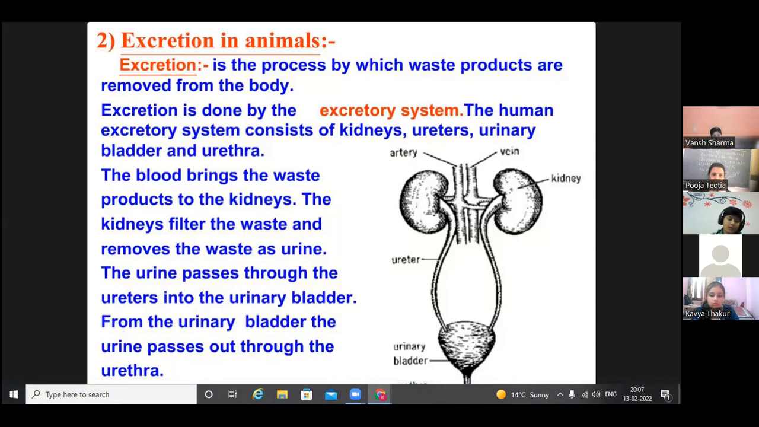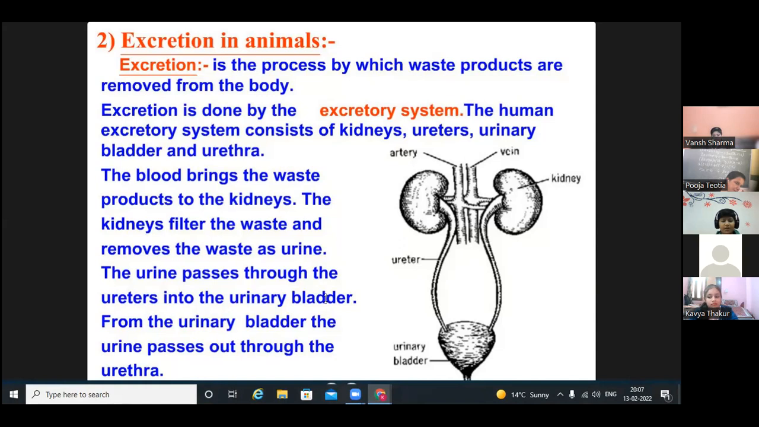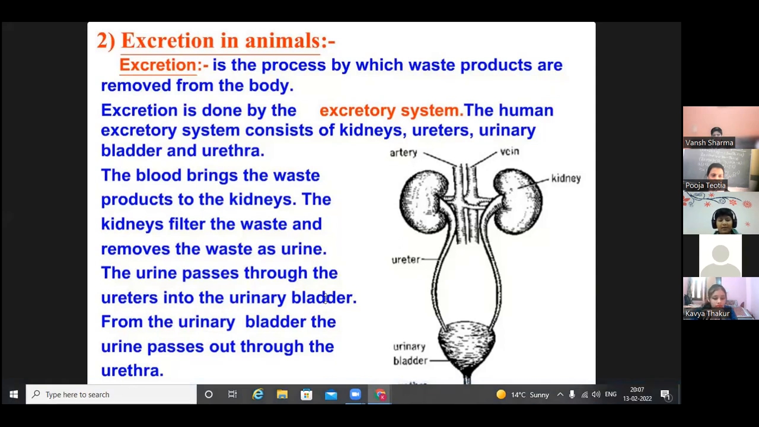The blood brings the waste products to the kidneys. The kidneys filter the waste and remove the waste as urine. The urine passes through the ureters into the urinary bladder. From the urinary bladder, the urine passes out through the urethra.